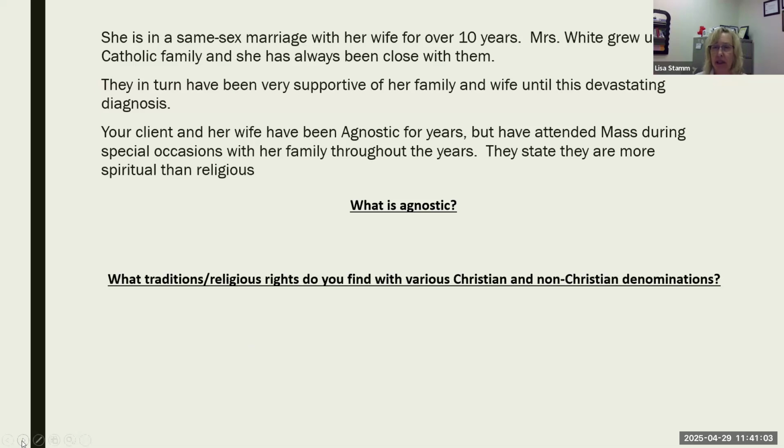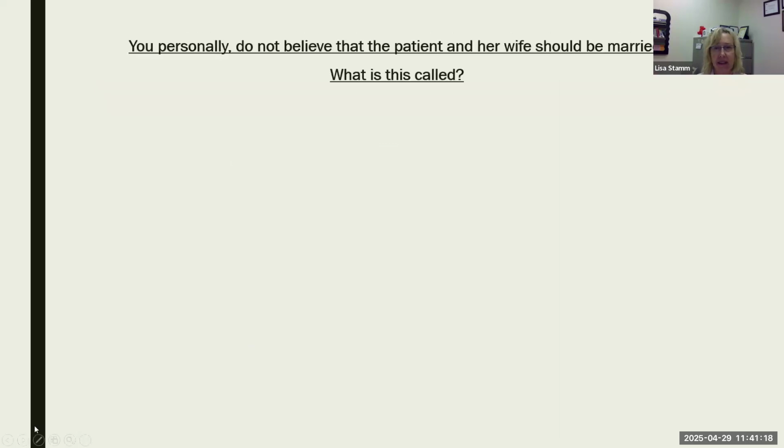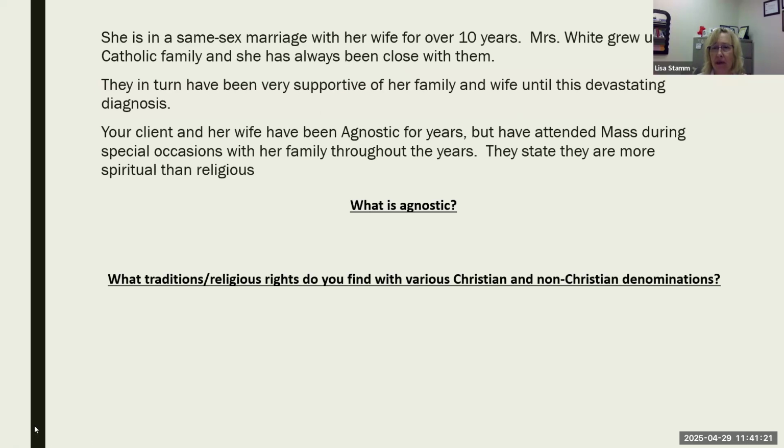What traditions and religious rites do you find with various Christian and non-Christian denominations? So what things are similar in pretty much all belief systems? So prayer, that's good. Life and death. What else? Eternal life.